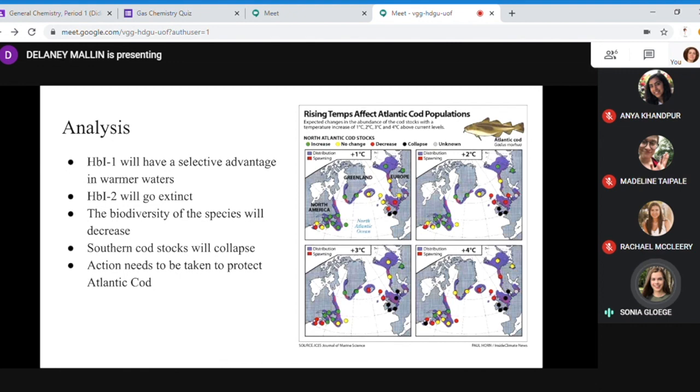With only a single degree increase in temperature, it's predicted that 2 North Sea stocks will collapse, and as the temperatures continue to rise, we can see that the southernmost North American cod stocks will also begin to decrease and collapse due to the forced northern migration of the HBI1 type. The collapse of cod stocks will greatly jeopardize the fishing industry.